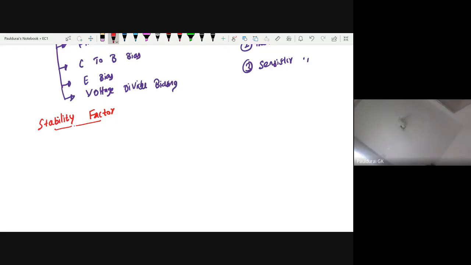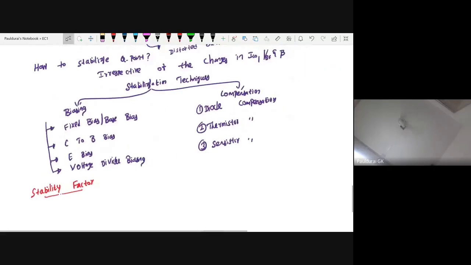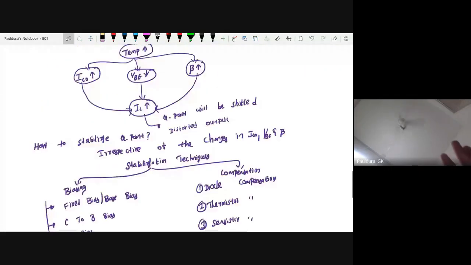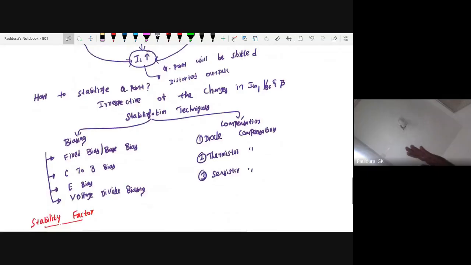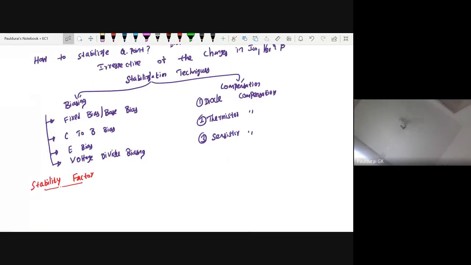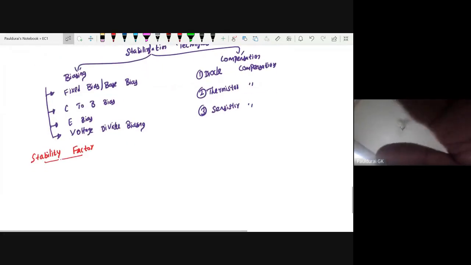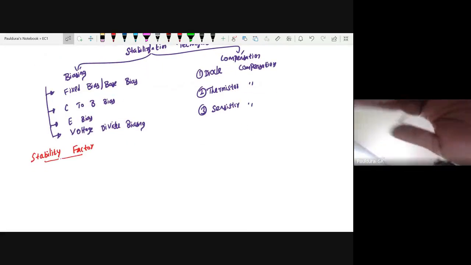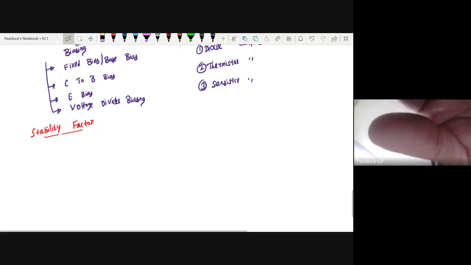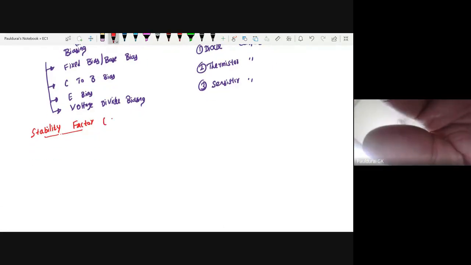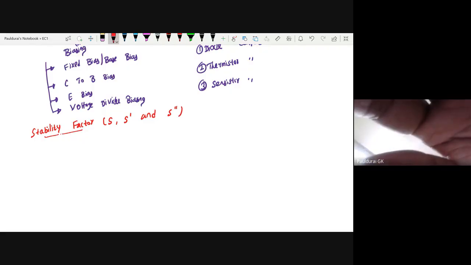Okay, so got the flow. When temperature increases, the Q point automatically shifts. Now how do we fix the Q point, or get a stable Q point? For that we have stabilization techniques. In order to explain these techniques, you need to know the stability factor. Actually we have three types of stability factor: S, S dash, and S double dash.